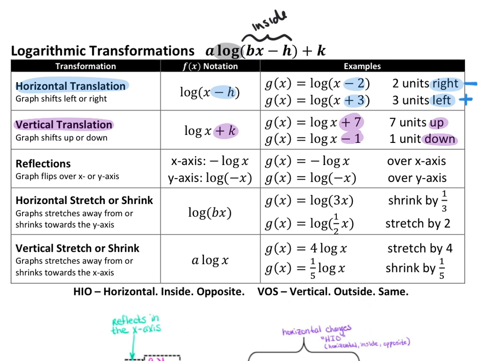But reflections work essentially the same. Our reflections flip over the x or y axis depending on where the negative sign is. If it's in front, it's the x-axis. If it's inside, it's the y. And it really doesn't get more complicated than that. That's the same rule as always.